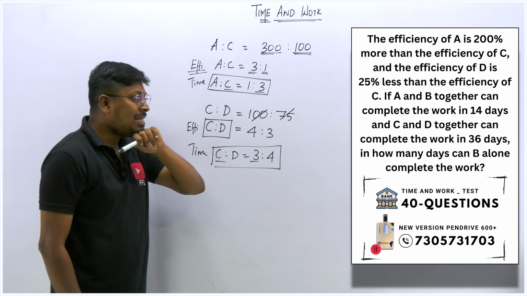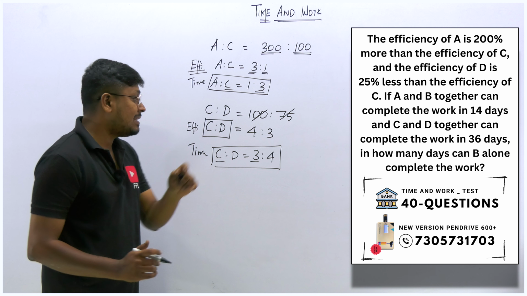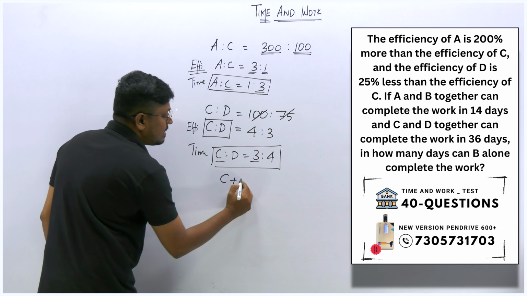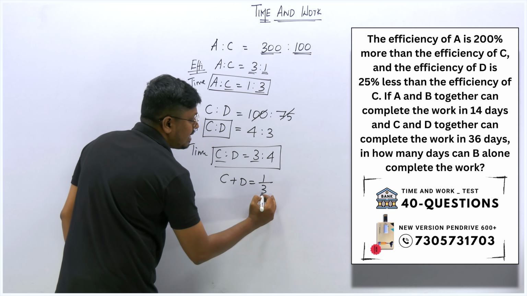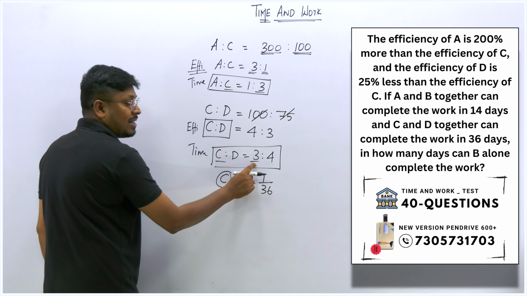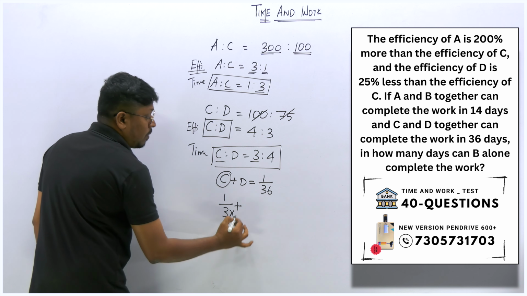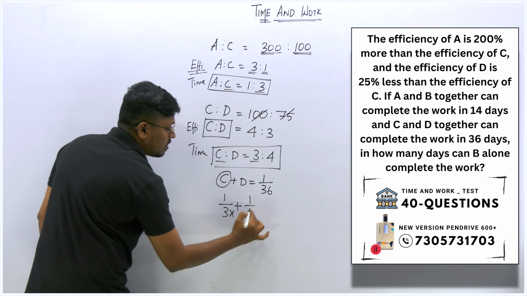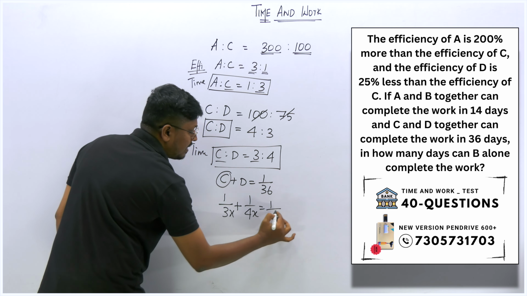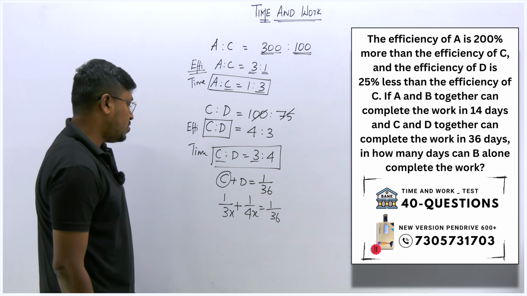Now what they have given is that C and D together can complete a piece of work in 36 days. So C plus D can complete a piece of work in 36 days. We already know that C alone can complete a piece of work in 3 days, so 1/3, plus what about D? D is 1/4. So 1/3x plus 1/4x is equal to 1/36. Now we can take LCM as 12 here.